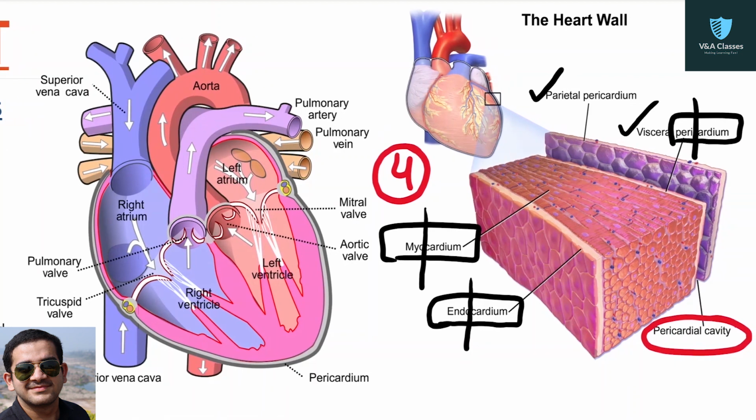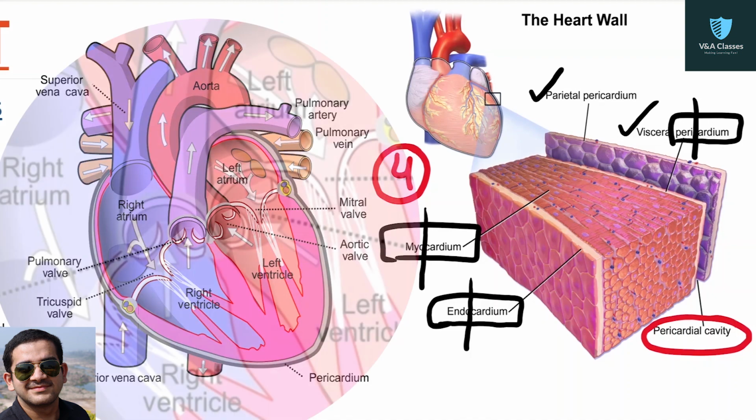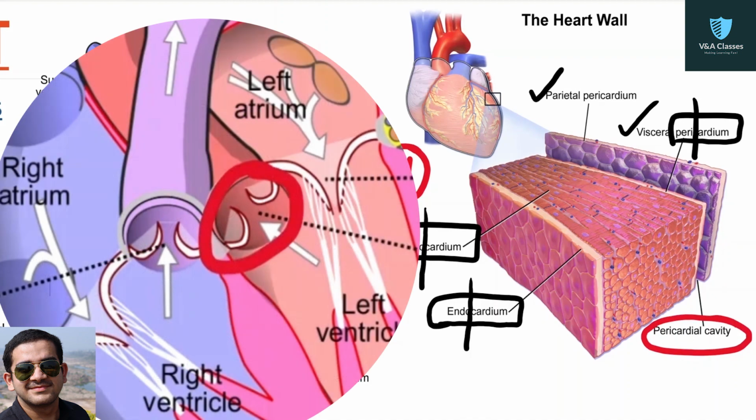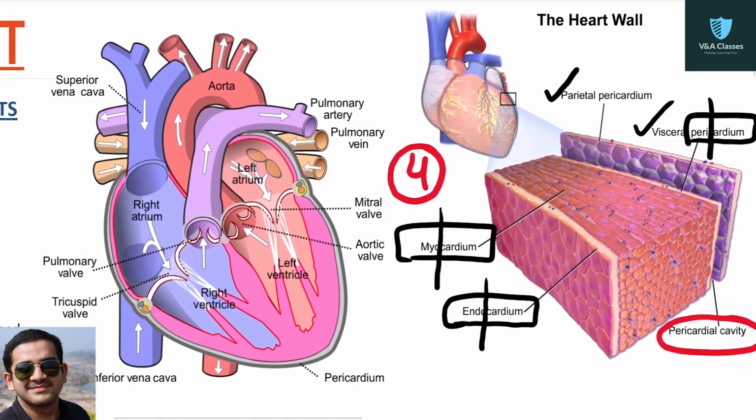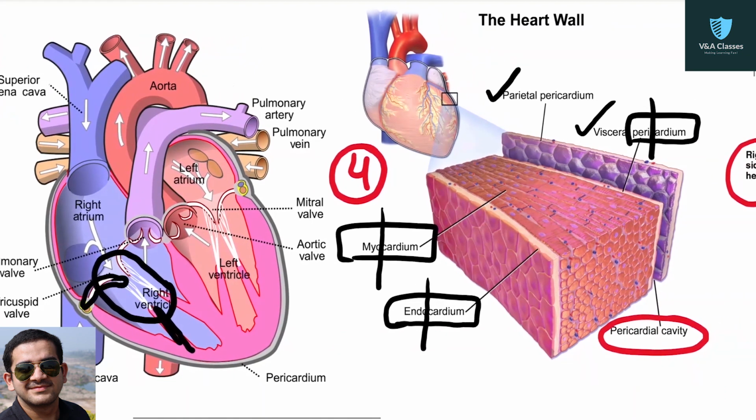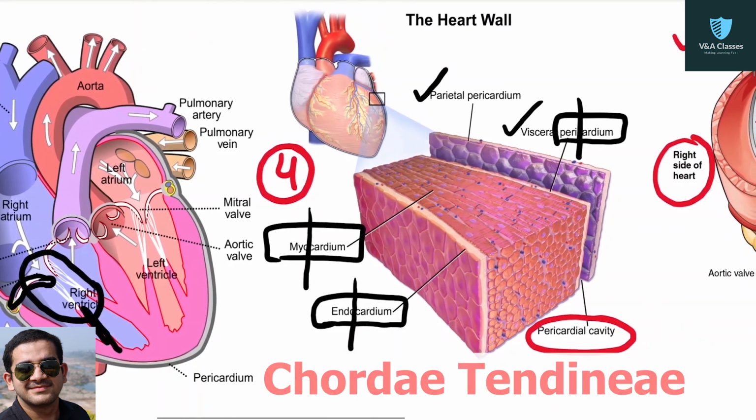There are also small valves present at the opening of all the major blood vessels. You can see valves in the opening of the aorta and valves in the opening of the pulmonary artery. What else can you see in this diagram? Can you see these white structures which are running from the muscular wall of the ventricles to the cusps of the valve between the atria and ventricle? What are these called? These structures are called chordae tendineae. These are fibrous structures which hold the valves together. So these white structures that you see are the chordae tendineae.